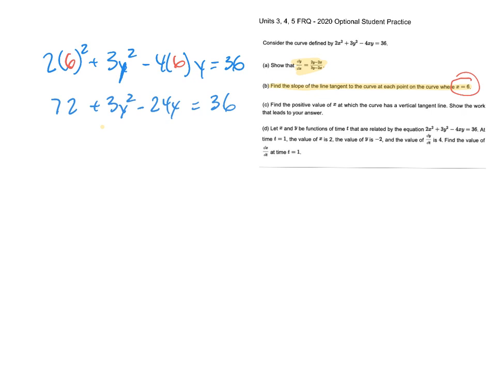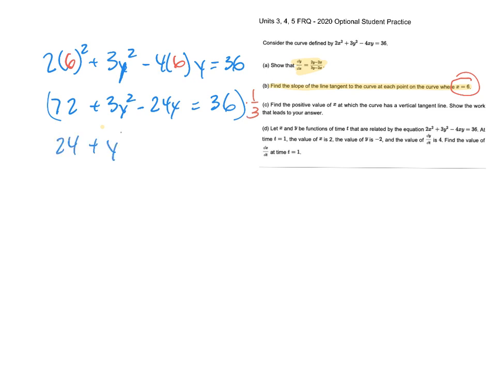And it looks like I can multiply each of these by 1/3 and reduce this down a little bit just to make my arithmetic easier. 72, what is 72 divided by 3? That must be 24. 36 divided by 3 is 12, and 24 divided by 3 is 8.